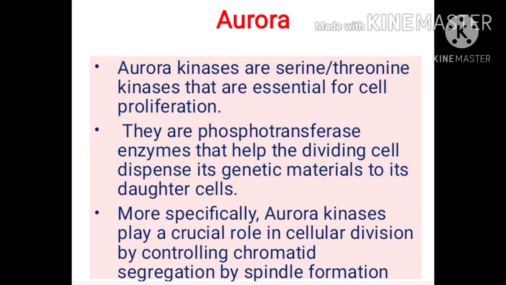The last option in the question is Aurora. Aurora is a serine threonine specific protein kinase. They are mainly involved in cell proliferation. They transfer the genetic material to a daughter cell, and the most specific function of aurora is what? Spindle formation. They are involved in the spindle fiber formation during mitosis, which enables the transfer of chromatids to the daughter cell, which eventually leads to what? Cell division.